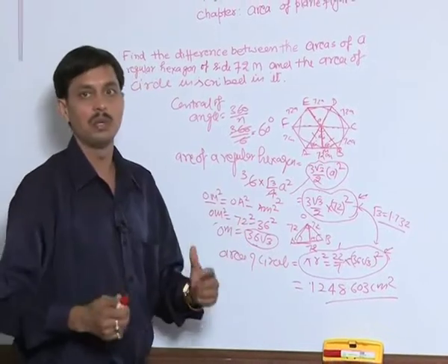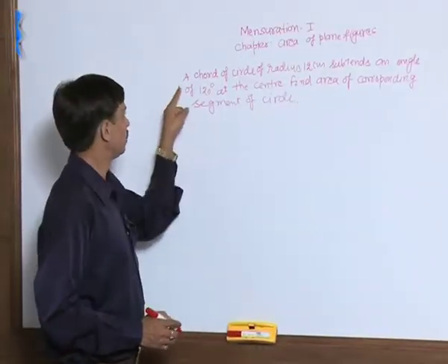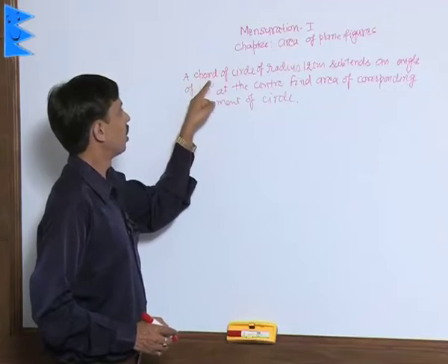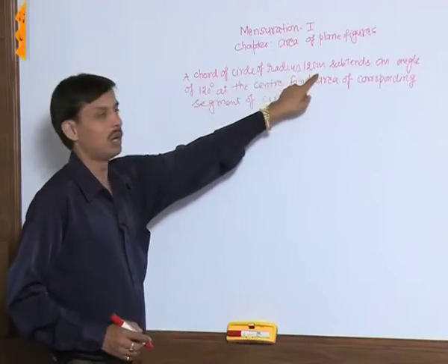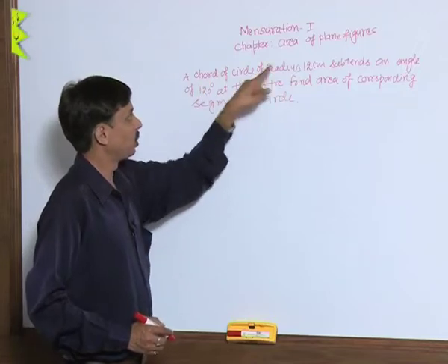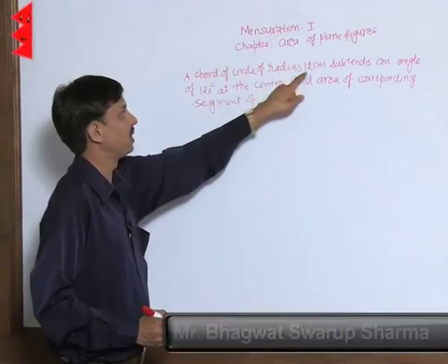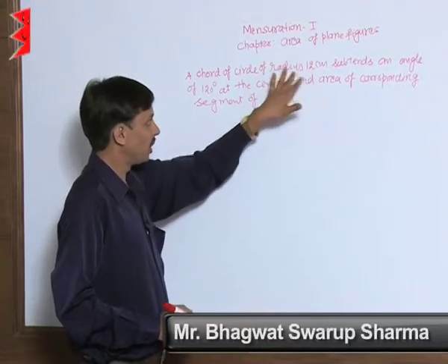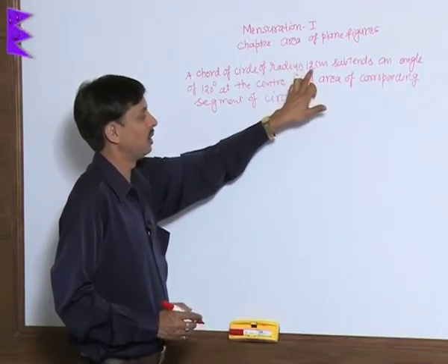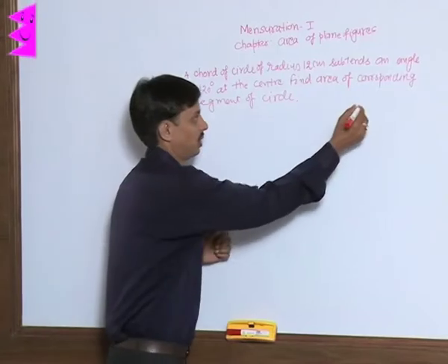Now I will share with you a few more examples. Now I will explain one of the important questions. A chord of a circle of radius 12 centimeter. We have a circle, and the radius of the circle is 12 centimeter. In this circle a chord is drawn like this.